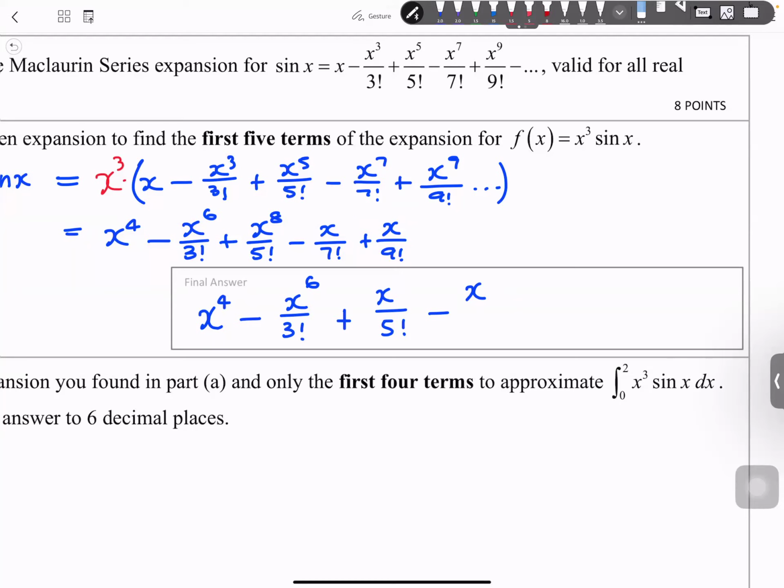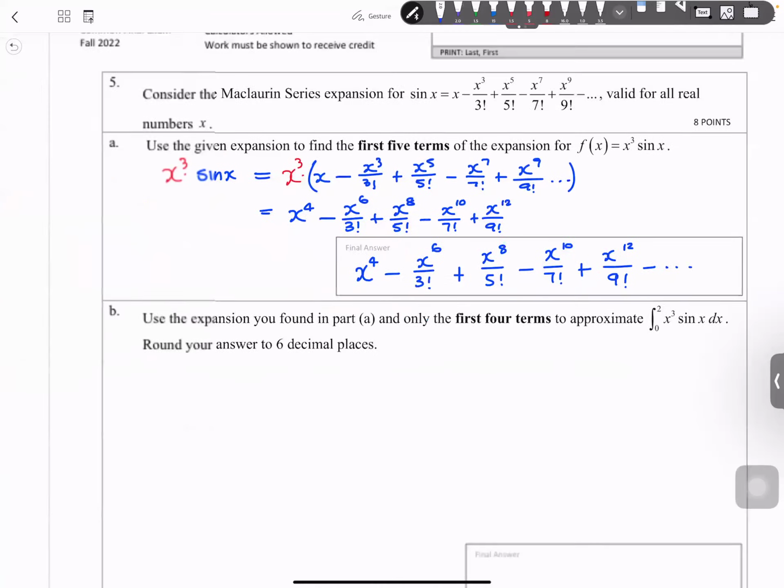I messed up right there, sorry. 7 and 3, so this was 10 and this was 12, right? X to the power 8 over 5 factorial, x to the power 10 over 7 factorial, x to the power 12 over 9 factorial. Make sure you got 1, 2, 3, 4, 5. They asked for 5 terms. There it is. All right.